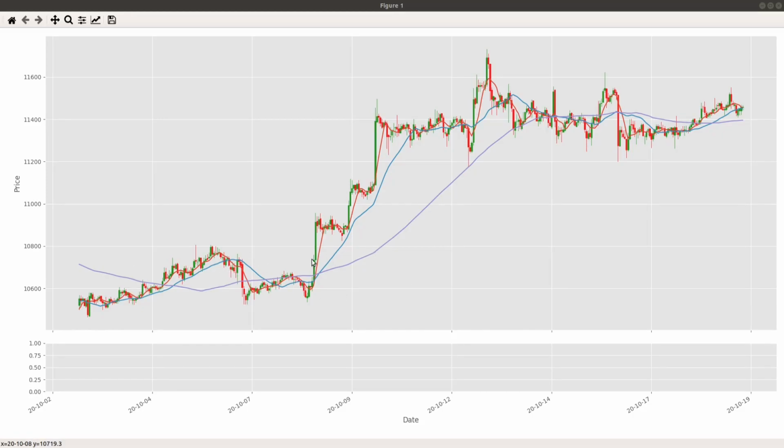I think the fastest one is the 7 days average, the second is 25, and the largest is the 99 moving average. Well, there is nothing more to explain about the simple moving average. There is plenty of information on the internet, so I'll move on.